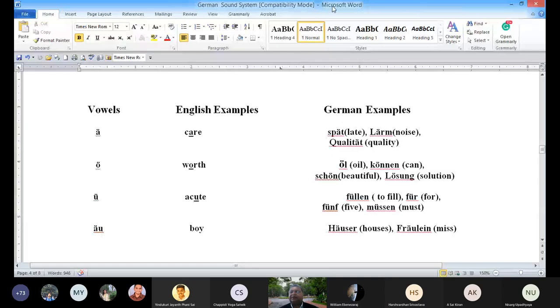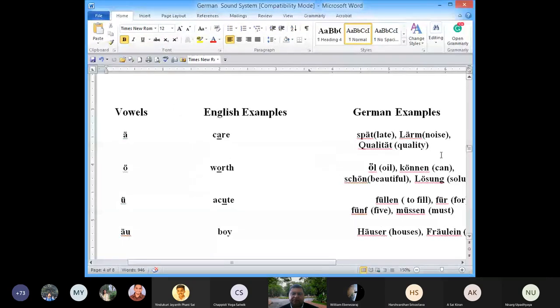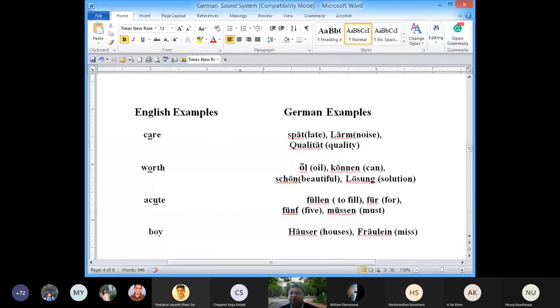So some of you should try to pronounce these modified vowels. Who will try? Abhishek Singh. Hello Abhishek, are you there? Try. Yes, sir. Spät, no, listen, go slowly. Spat is wrong. As I said, you have to pronounce, let's say, care. A sound should come. So it should be pronounced spät. Yes, sir. Spät, Lärm, Qualität.